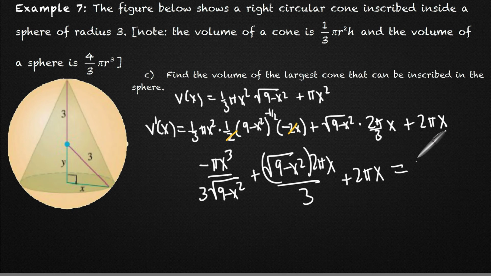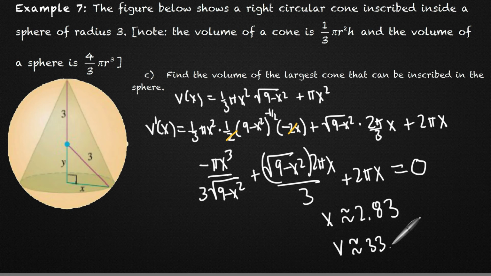Now, once again, this is a calculator problem. So you can go ahead and stop your algebraic handwritten work here, plug this all into a calculator, and you'll see that x is approximately 2.83. All right, so if you plug that into your volume equation, you will get a maximum volume of 33.51 units cubed.